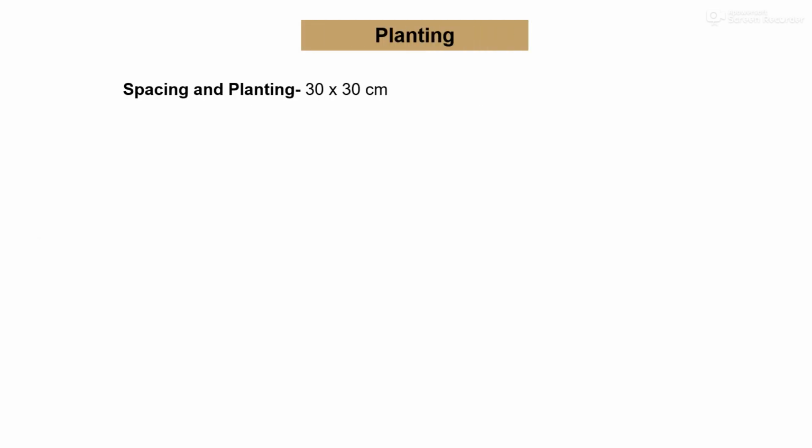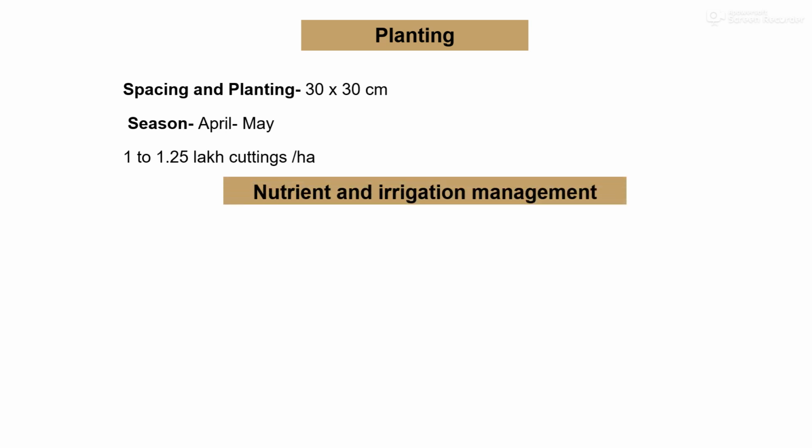Then regarding planting, on a ridges and furrow type layout, we transplant the suckers or rooted cuttings at 30 by 30 centimeters. The ideal period for transplanting is considered April and May, with proper arrangement or facility of irrigation. There is a need of 1 to 1.25 lakh cuttings per hectare.